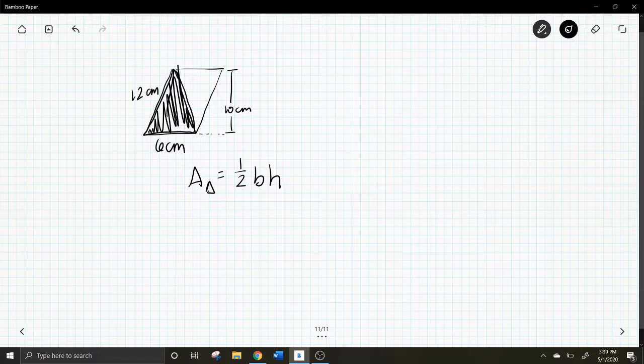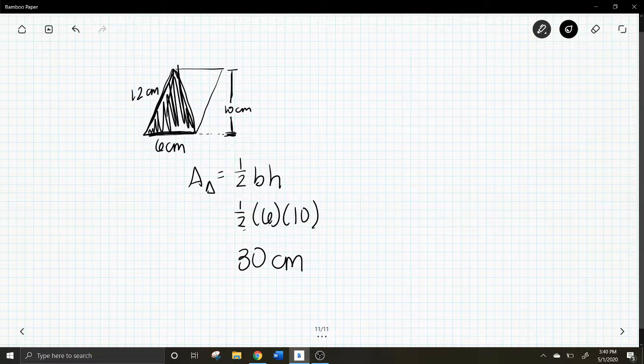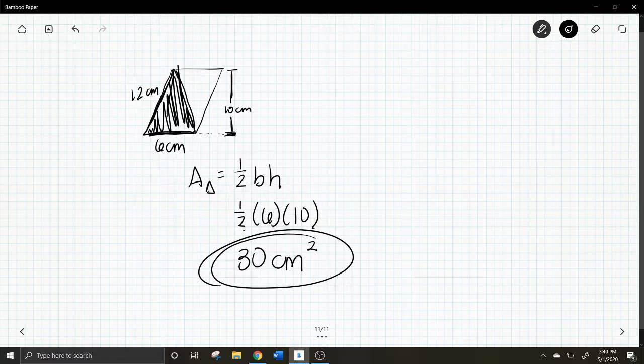Okay, so all we have to do is go through and fill out the information. The base of this triangle would be 6 centimeters. And remember the height, it isn't this slanted line, it's always the perpendicular line. So the line drawn perpendicular from the base. So it's going to be 10 in this case. So 1/2 times 6 is 3. 3 times 10 is 30. We're dealing in centimeters, and because it's area, it's going to be centimeters squared. All right, so that's the answer to number 20.